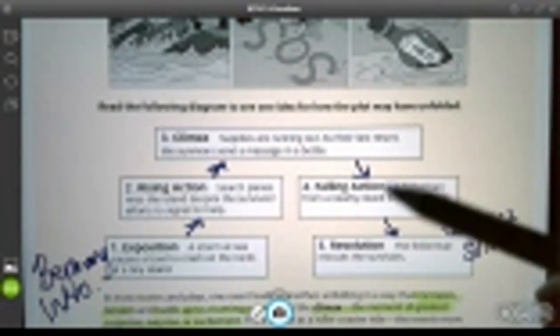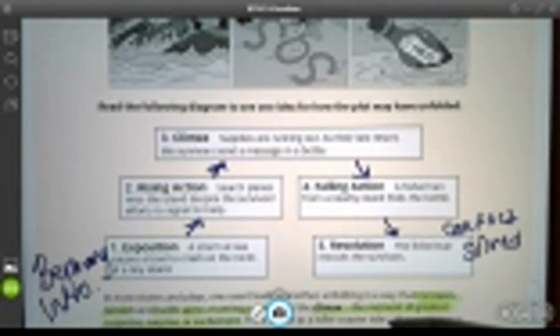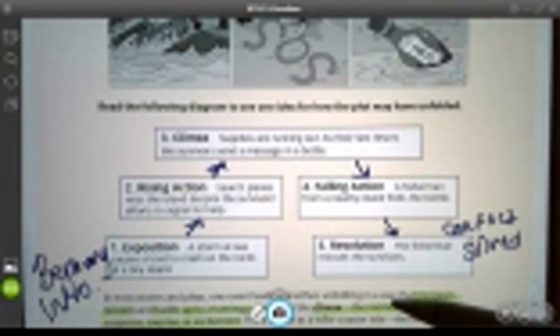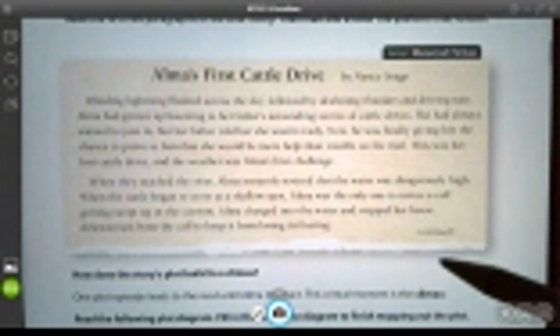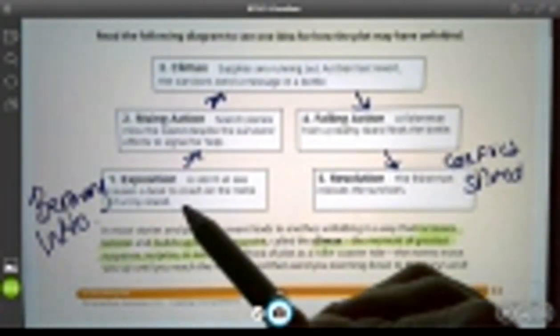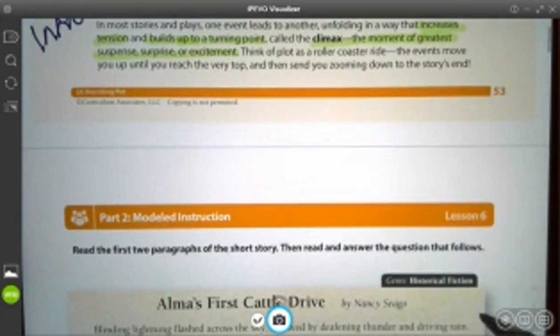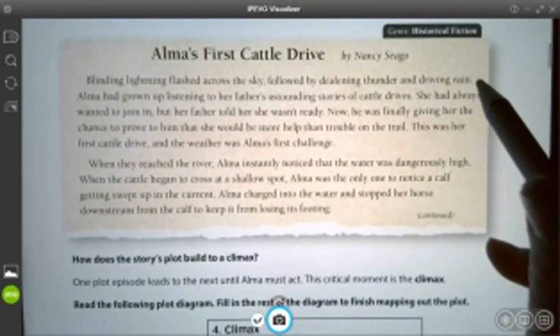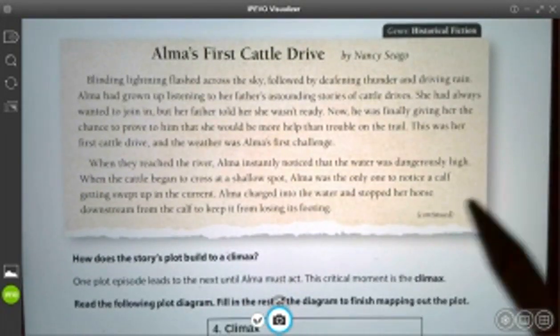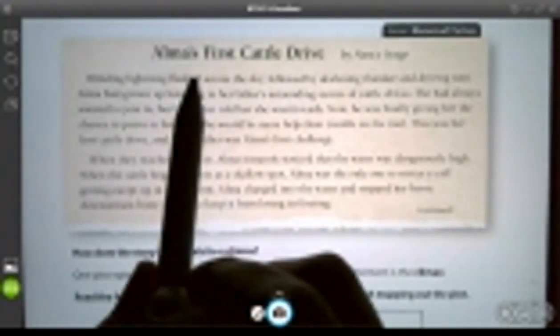Okay. All right. So let's keep going and practicing this. We're actually going to look at a story called Alma's First Cattle Drive, and we're going to be thinking about the plot. I want you to think while we're reading the story: what's the exposition? What's the rising action? What's the climax? Then after the climax, what's the falling action? And what's the resolution? Okay. So I'm going to read, and we're going to be thinking about all of the parts of the plot while we read.